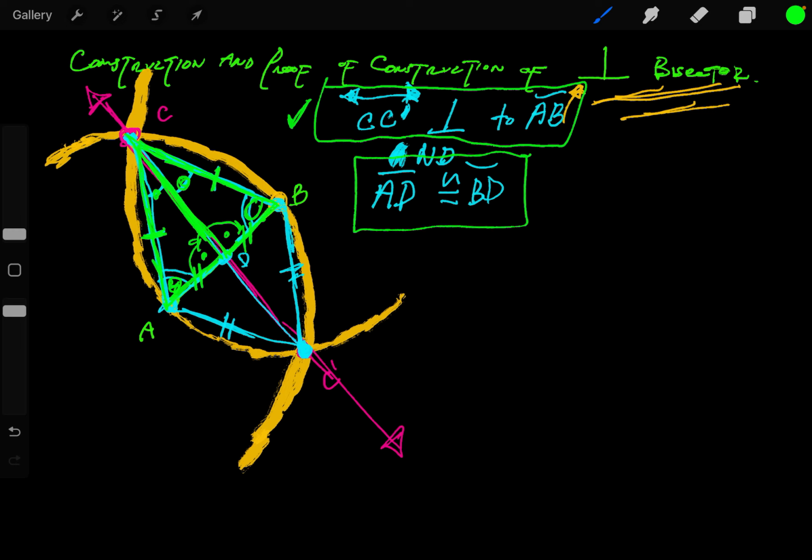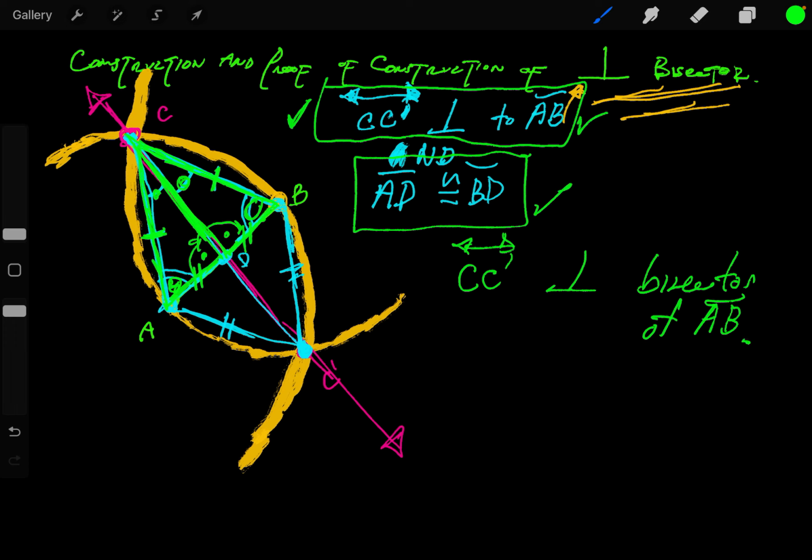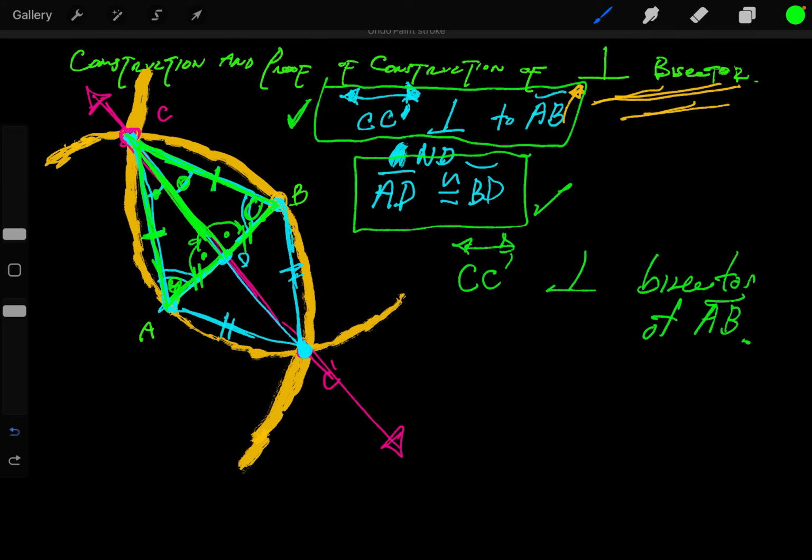And then that shows that this C prime line is the perpendicular bisector of AB. Because I showed this one and I showed this one, which are the two conditions for it being a perpendicular bisector. Let's go back.